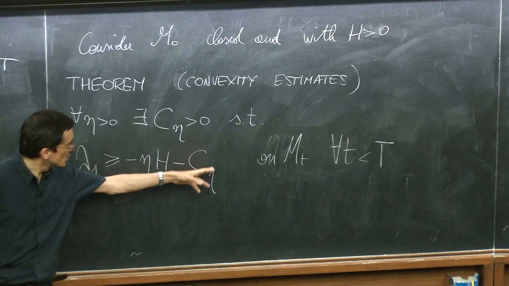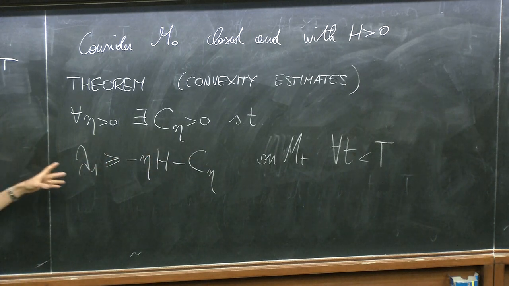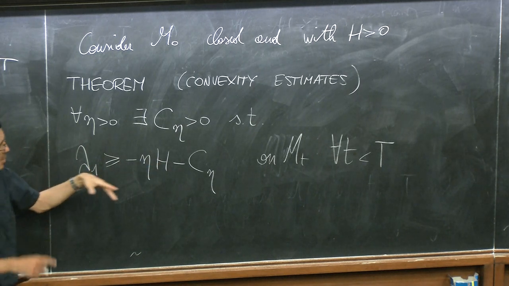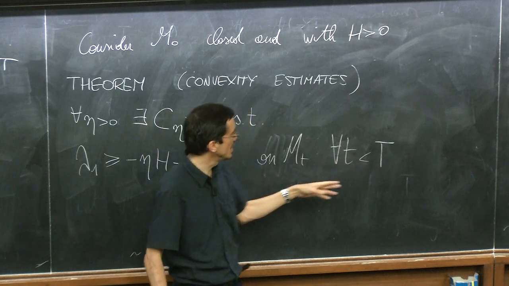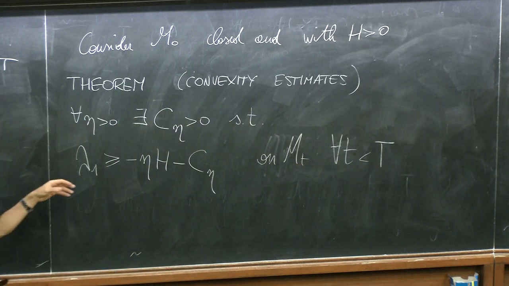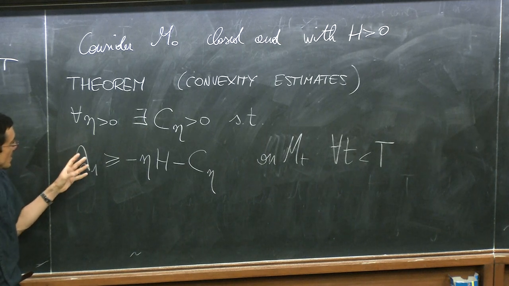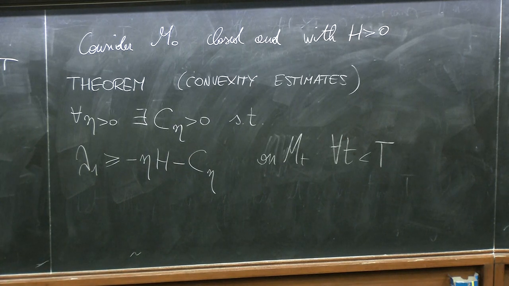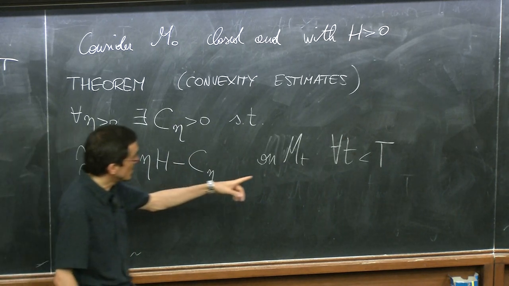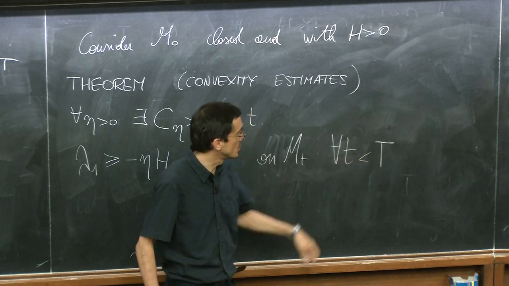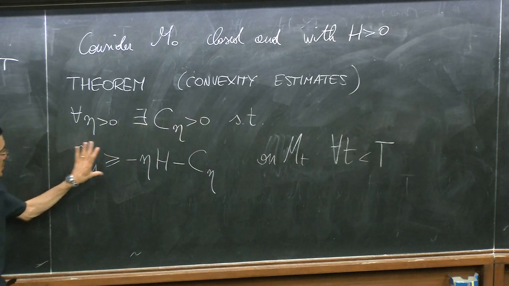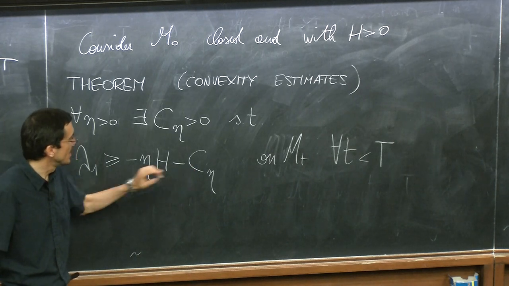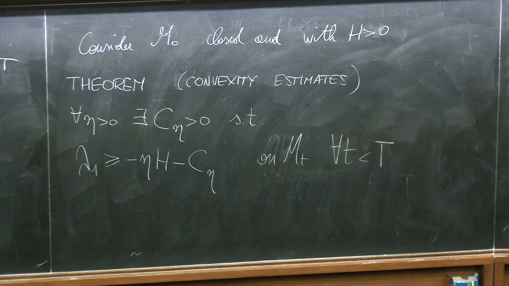So, of course, such an estimate is only interesting when H goes to infinity. On any compact subinterval of [0,T), this is trivial, because by compactness, every smooth function is greater than a sufficiently negative constant. But it is completely non-trivial that we can find a constant up to capital T, where both this and this become unbounded, so it's not clear that you can find a constant below.